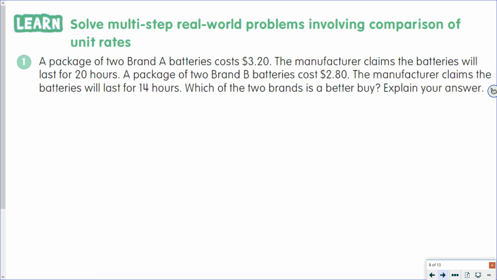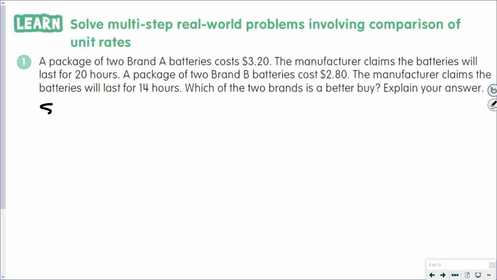All right, this one is basically what our bonus question was last time on the last homework assignment. So you should already have a worked example similar to this that you can refer to. So now you'll have a second example. And we're going to try to figure out if it's brand A or brand B, which is a better buy. So brand A, excuse me, costs $3.20 and claims batteries will last for 20 hours. Brand B costs $2.80 and they go for 14 hours. Which of the brands is a better buy?